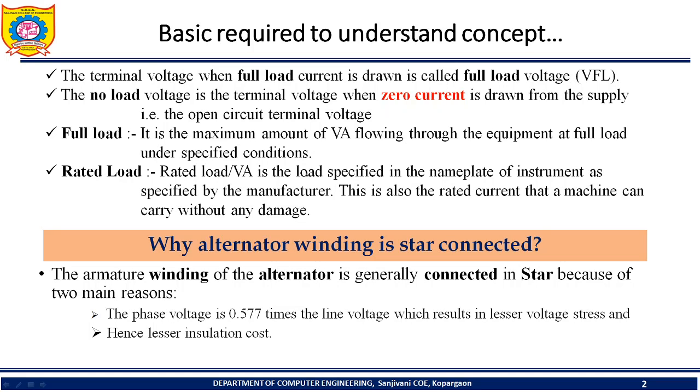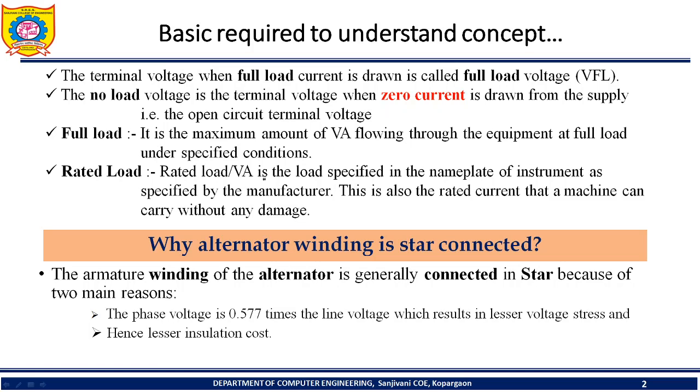Then there is the full load. Full load is nothing but the maximum amount of volt ampere, or kVA or MVA, flowing through the equipment at full load under specified conditions. Concept clear? This is called full load. You can consider a half load, you can consider a quarter load, depending on your requirement. And for that we have the rated load. Rated load or volt ampere is the load specified in the nameplate of an instrument as specified by the manufacturer.